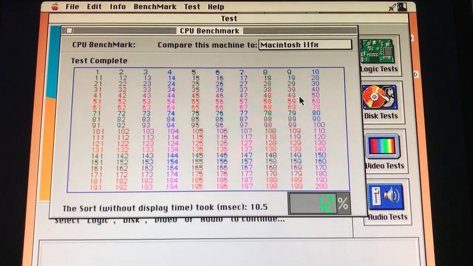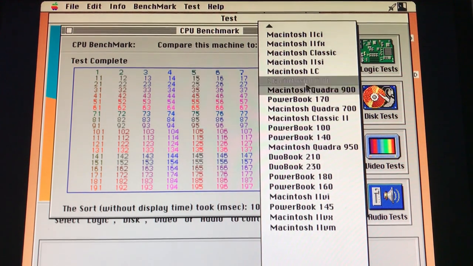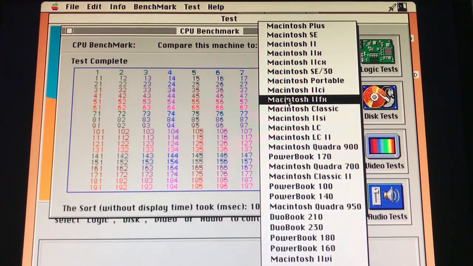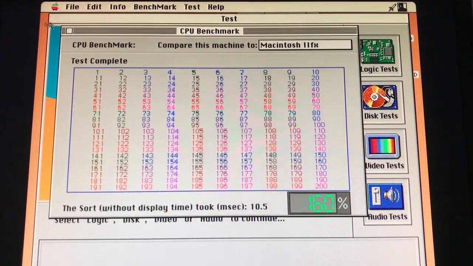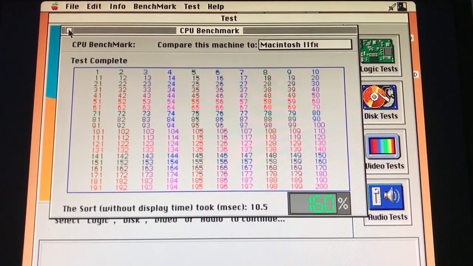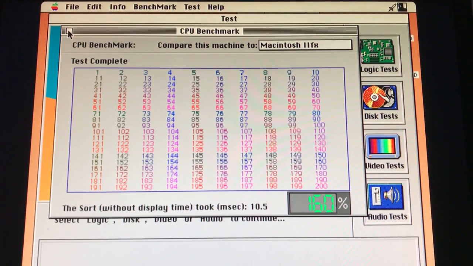The Macintosh 2FX, much faster. So the only area where the 2FX leads a Quadra is memory bus performance. Probably because the memory bus in the 2FX runs at 40 megahertz instead of 33 or 25 like it does in the Quadra.